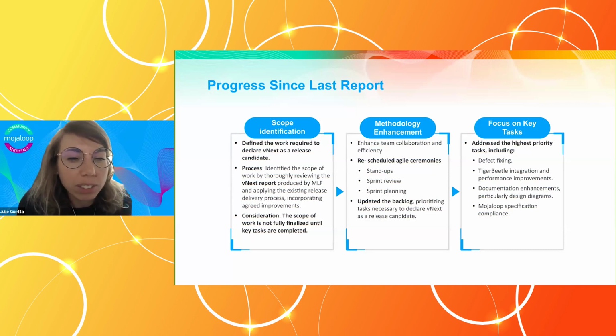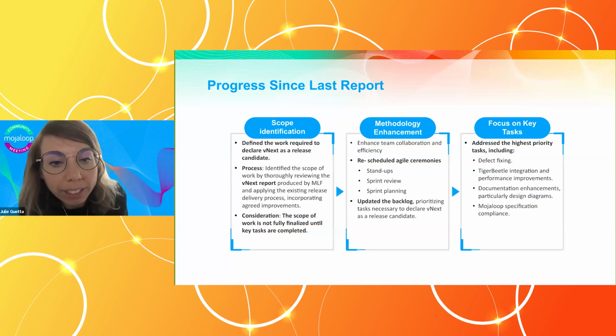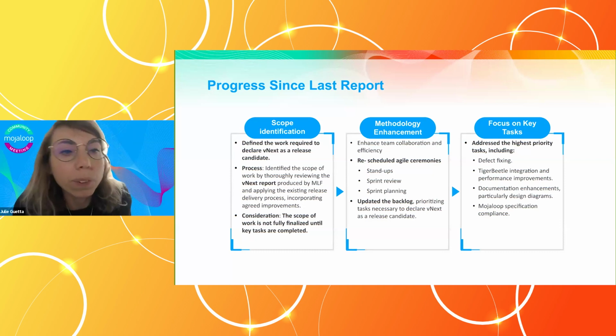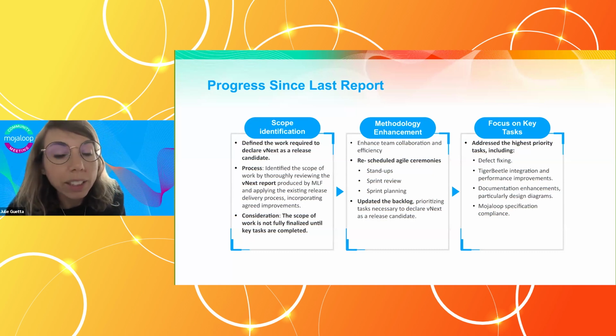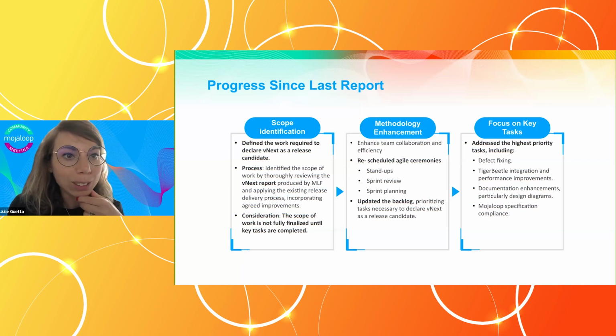What we've done as well is we rescheduled agile ceremonies. These were scheduled at some point and then they were stopped, so we rescheduled them to increase the collaboration within the team. We started to reschedule stand-ups, so there are 3 stand-ups a week. We rescheduled sprint planning. We rescheduled a sprint review as well. And the ZenHub dashboard is now completely updated and prioritized as well, with the tasks that are required to declare vNext as a release candidate being at the top of the backlog.